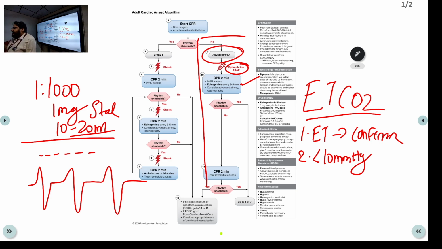But if you don't have a feedback device, you have to make sure that if it is less than 10, the quality of CPR you are providing is not good. The method is wrong somewhere. It is not adequate quality. So that is the most important thing that you can know.